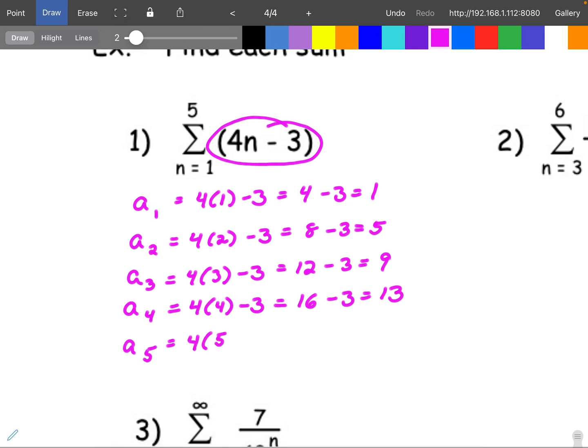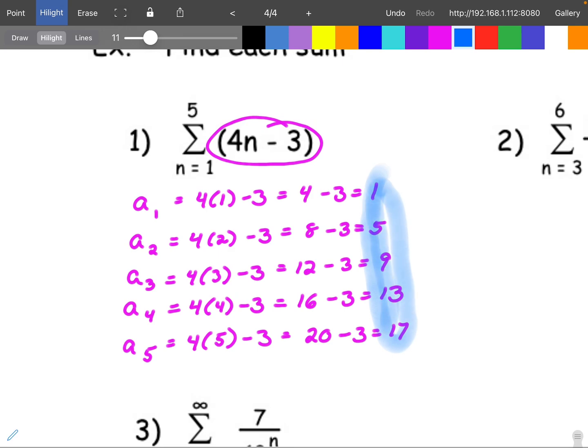And now for a sub 5, n is now 5. So 4 times n, which is 5, minus 3. 4 times 5 is 20. Then we subtract the 3, and we get 17. So now, I want to take all of these numbers right here, and I want to add them together. So if I add 1 plus 5 plus 9 plus 13 plus 17, add those all together, and you're going to get 45. So the sum is going to equal 45. That's our answer.